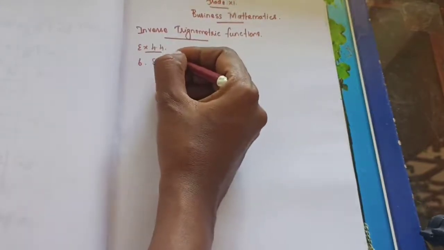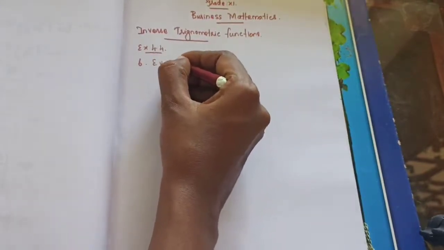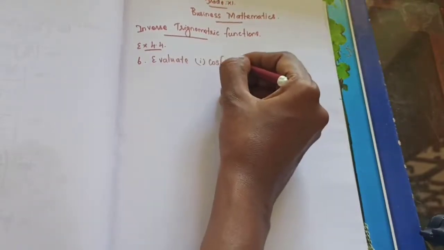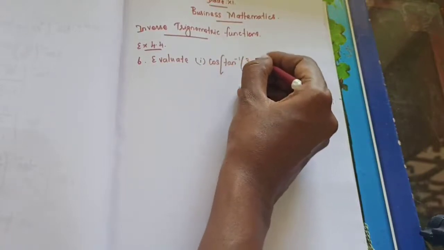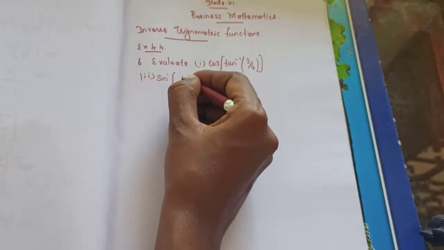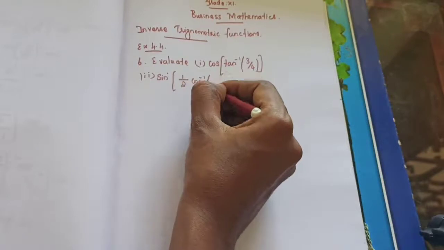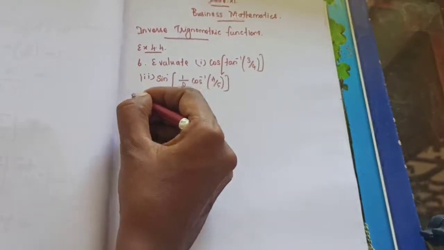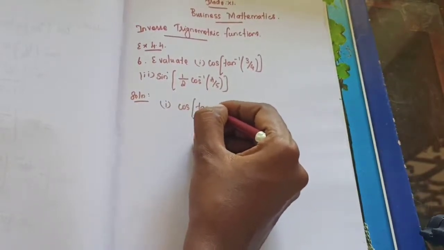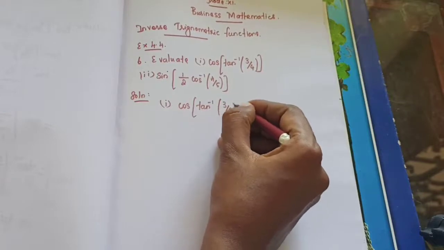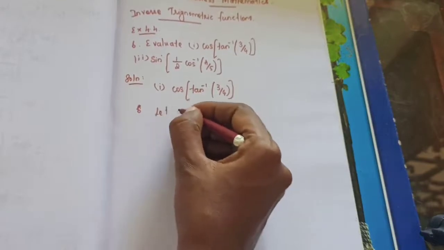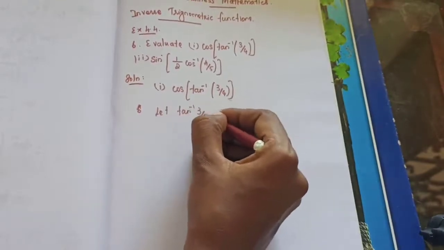Question is, evaluate cos of tan inverse of 3 by 4. Second part is sine of 1 by 2 cos inverse of 4 by 5. Solution. First one is cos of tan inverse of 3 by 4. So first what will you do? Let's consider tan inverse of 3 by 4 as theta.